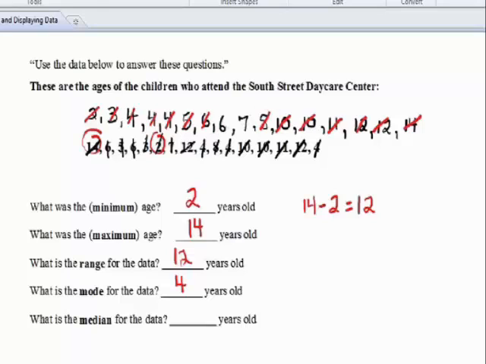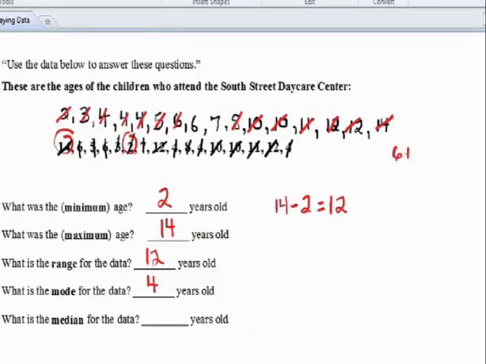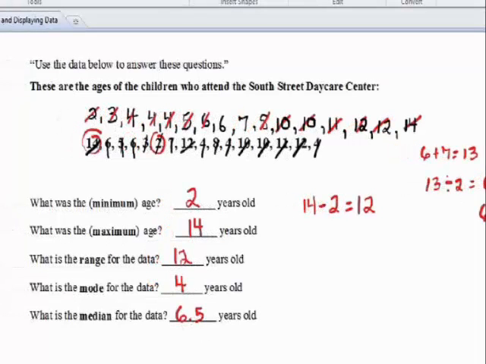As we cancel them out, we find that 6 and 7 end up being in the middle of our data set. So we have to take the average of 6 and 7, which is 6.5. That means that for this data set, the median is equal to 6.5.